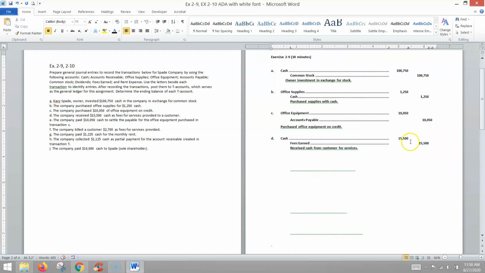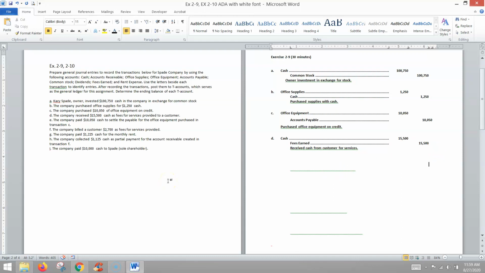We're going to debit cash for $15,500. We're going to credit fees earned, which is our equity account, for $15,500. So notice if you're not really sure which account is the debit or credit, and cash is involved, cash is the easiest one, so do that first. If cash is coming into the business, it's increasing, that's a debit. So then you would know that the other account has to be the credit. And if cash is going out of the business, you know that's going to be a credit.